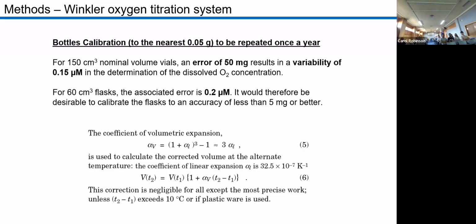Therefore, you make an error, and we want precision on the oxygen concentration to be one order of magnitude lower than the rate we are seeking, so we can disregard the volume problems. You can see an error of 50 milligrams, because we measure the volume by gravimetry, by weighing the bottle empty and full. An error of 50 milligrams, which is not much, is an error of 0.15 micromolar in oxygen concentration.